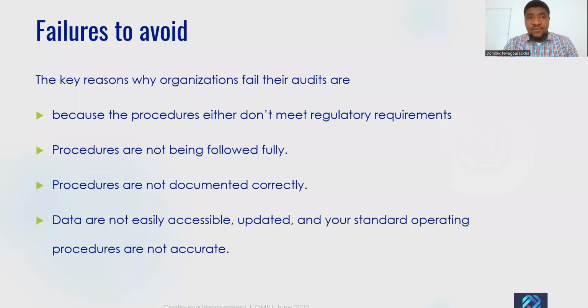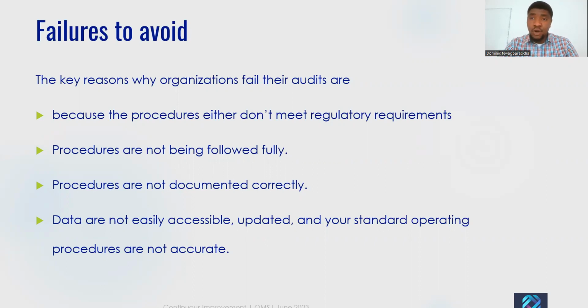Great. So what are the things to avoid? Key reasons why organizations fail their audits is because the procedures either don't meet regulatory requirements. How can you be expecting an audit from EMA, from FDA, and you don't even have their guidelines? You don't even follow their guidelines. The guidelines are not matching the procedures and processes that you have in place. This is one of the areas where failures could come from.